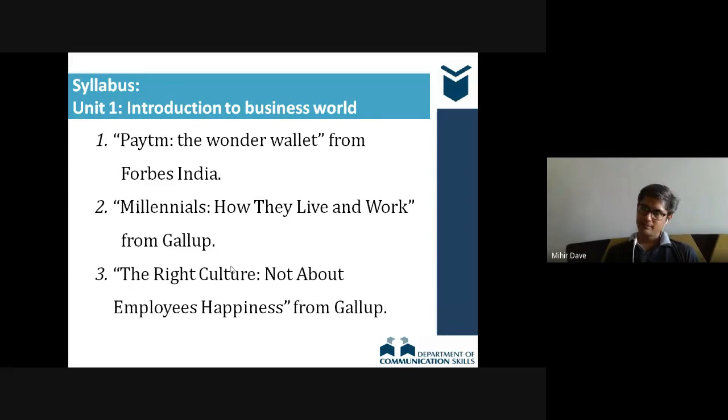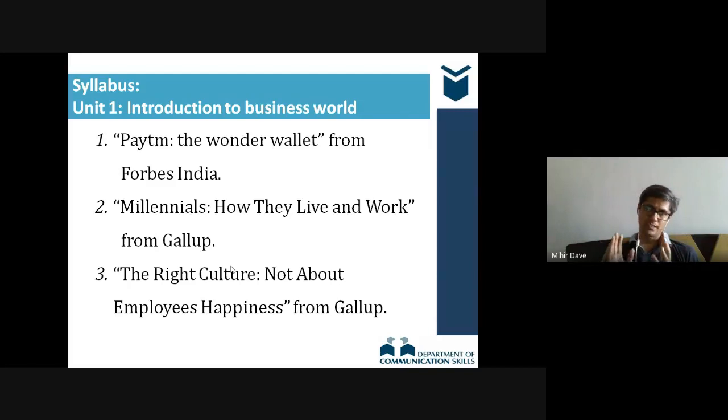So Paytm, its CEO, and the journey and the future possibility is what we are going to discuss. There'll be 2 more articles from Gallup, a platform which houses and hosts some wonderful articles. So 2 articles from Gallup would be there, called Millennials, How They Live and Work. That will be one. Another is The Right Culture, Not About Employees' Happiness. So that will be the second article pertaining to the business world, the corporate world, and some real life stories.